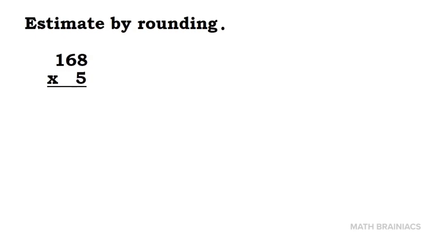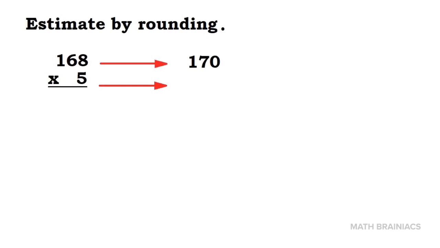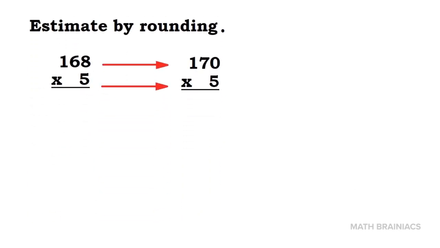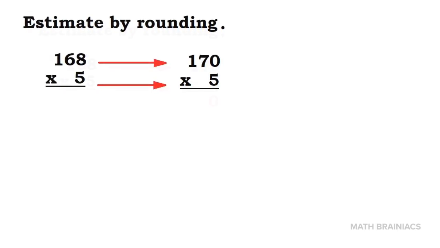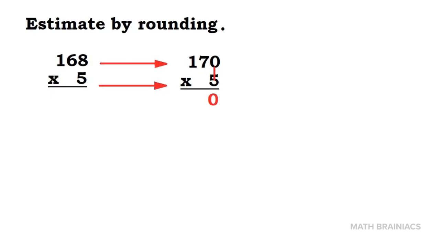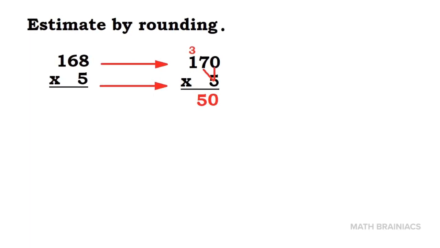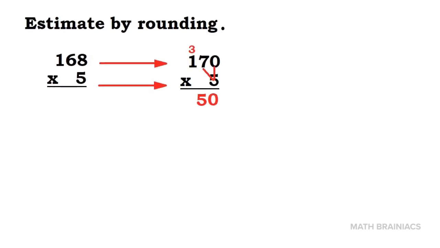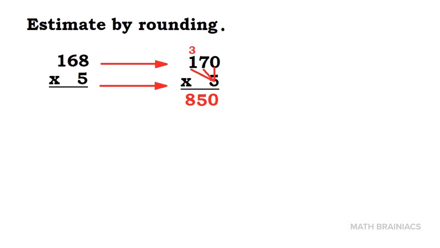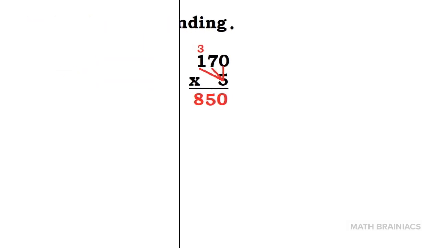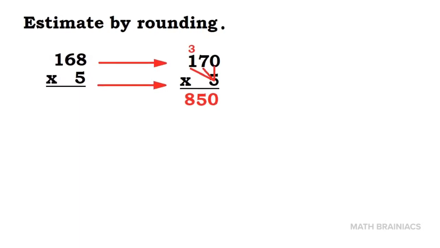Estimate by rounding. 168 times 5. 168 can be rounded off to 170. Let us retain the multiplier as 5. We're just going to round off one factor. Working on 5 times 0 will give us 0. 5 times 7 will give us 35. Therefore, we're going to put down the 5 and carry the 3 to the hundreds place. Working on 5 times 1 will give us 5, plus 3 will give us 8. Consequently, 168 times 5 is about 850.